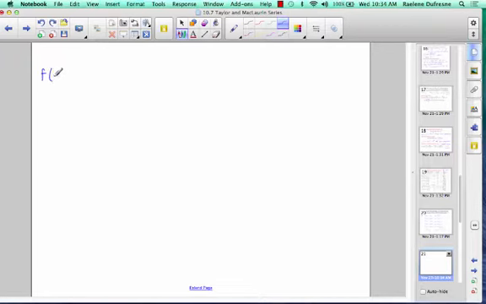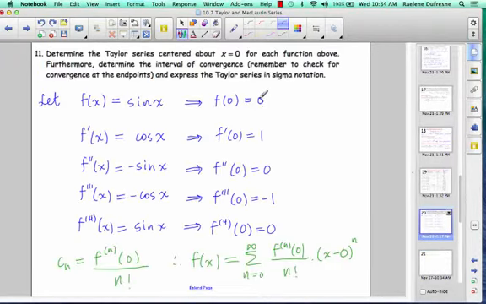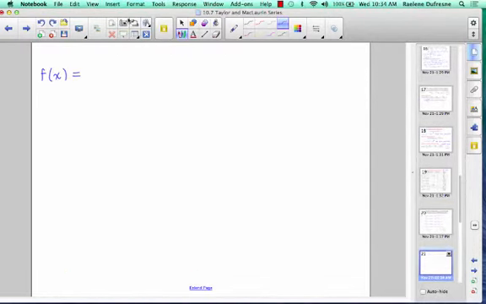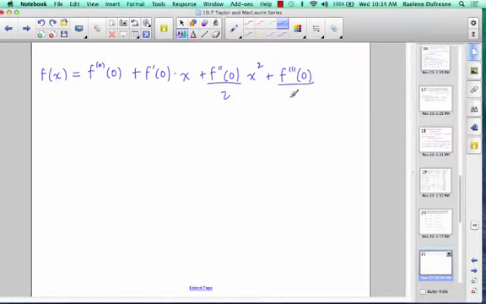So we know that f of x is going to be the first derivative value, 0 divided by 0 factorial. Let's actually just expand it a little bit like this. So the 0th value of f at 0 plus f prime of 0 divided by 1 times x plus the second derivative at 0 divided by 2 factorial times x squared plus the third derivative of f at 0 divided by 3 factorial times x cubed plus dot dot dot.